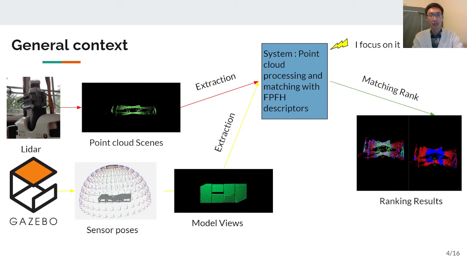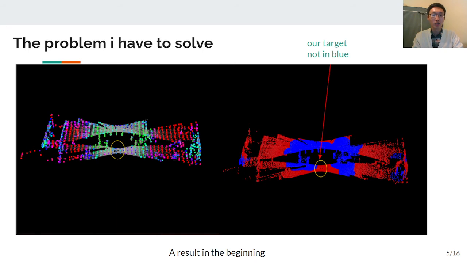The goal of the internship at the beginning was to test the system, see if there were unstable results, and optimize it. In the test, I got some unstable results. I would like to show you the first result.